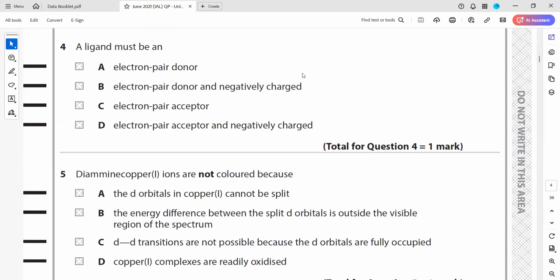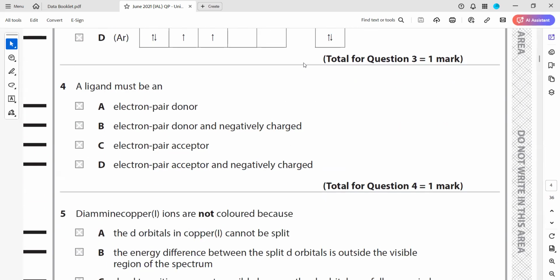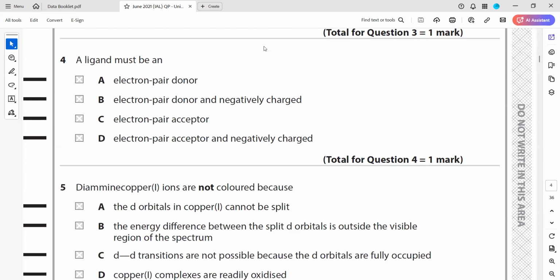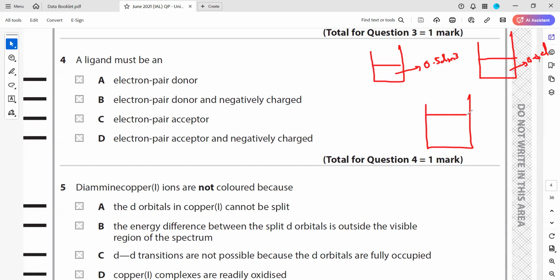What is the volume of iron 3 used? The volume was 0.5. Both we use 0.5, because we use equal volume. So we use 0.5 dm cube of this and 0.5 dm cube of this one. But when we mix them together, the total volume becomes 1 dm cube. The concentration was 2 mole per dm cube here. Because if the volume is double, the concentration will become half. So when we double the volume, the concentration will become half.